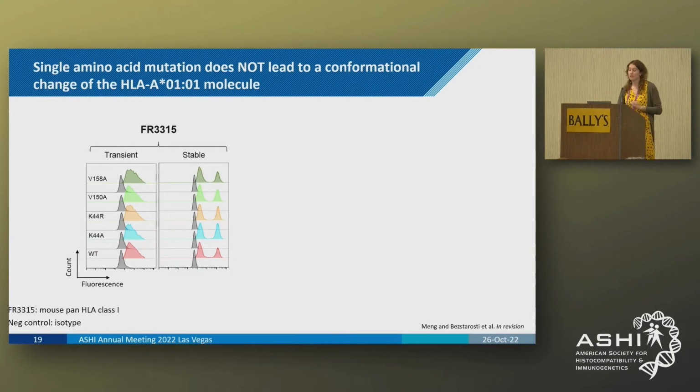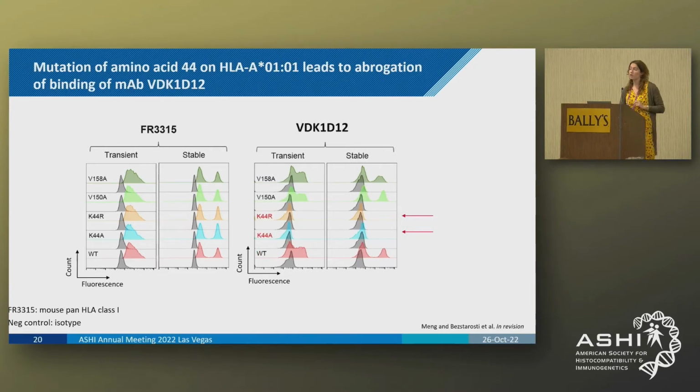And then we tested the monoclonal antibody, the A1 specific antibody. What you can see here, marked with the red arrows, is that there's no binding anymore when we mutate position 44 to an R or an A, but there's still binding if positions 158 and 150 are mutated, and also the wild type still binds. So this really confirms that position 44 is the crucial amino acid that makes the binding of this specific monoclonal antibody to the HLA-A1 molecule happen.